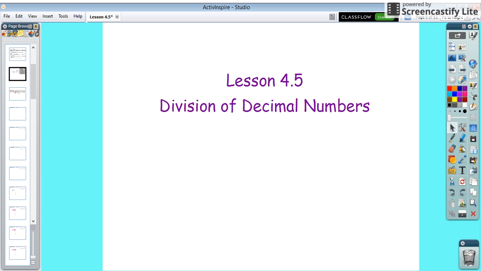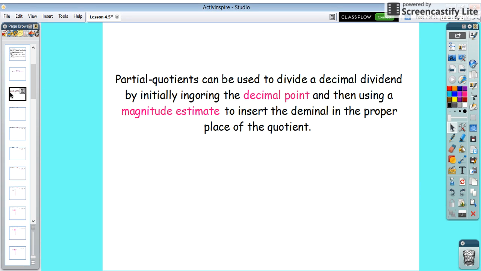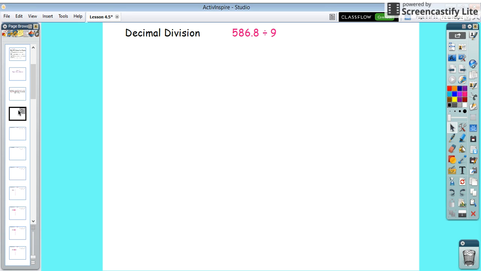Lesson 4.5, Division of Decimal Numbers. Partial quotients can be used to divide a decimal dividend by initially ignoring the decimal point and then using a magnitude estimate to insert the decimal in the proper place of the quotient. So we are going to do a few examples to show this.